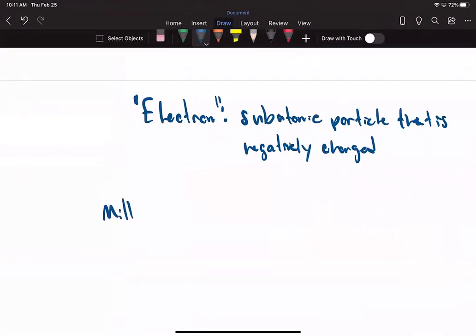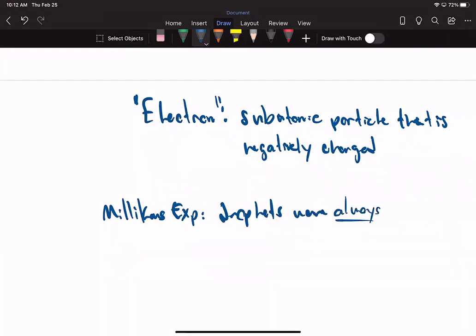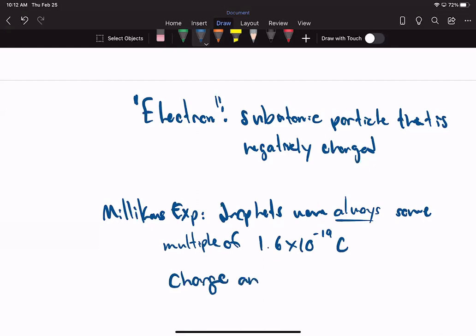So Millikan's experiment determined that these droplets were always some multiple of 1.6 times 10 to the minus 19 coulombs, and that this must be the charge of an electron. My shorthand for electron, since I don't always write it out, is simply E with the negative symbol there. So this is equal to 1.6 times 10 to the minus 19 coulombs.